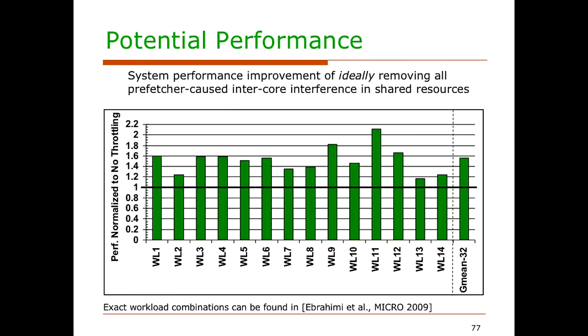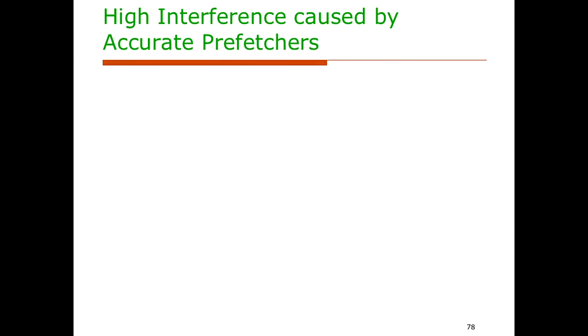Motivation. So let's say you designed a prefetcher. You look at what potential you're leaving on the table. And that's one of the things that we looked at. And this is the performance improvement that you would get if you ideally removed this interference that you cause to other cores. And you can read the paper for more detail. But basically, that interference leads to a lot of performance degradation or performance that's left on the table.